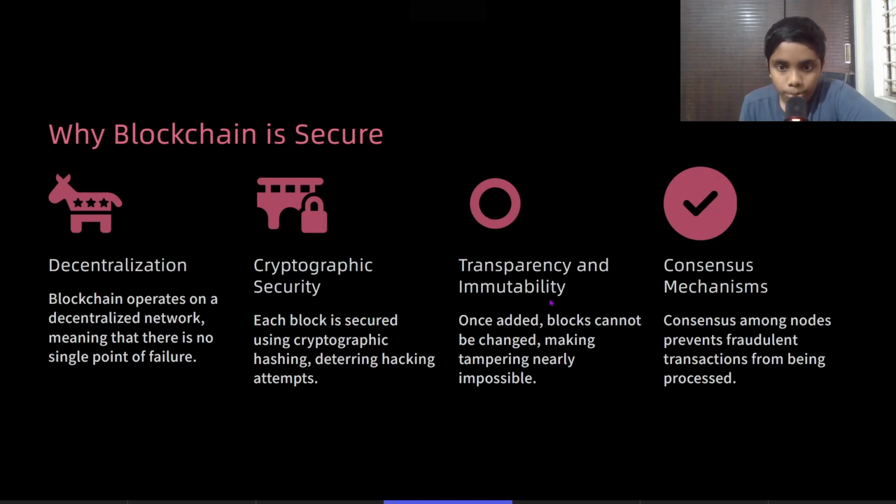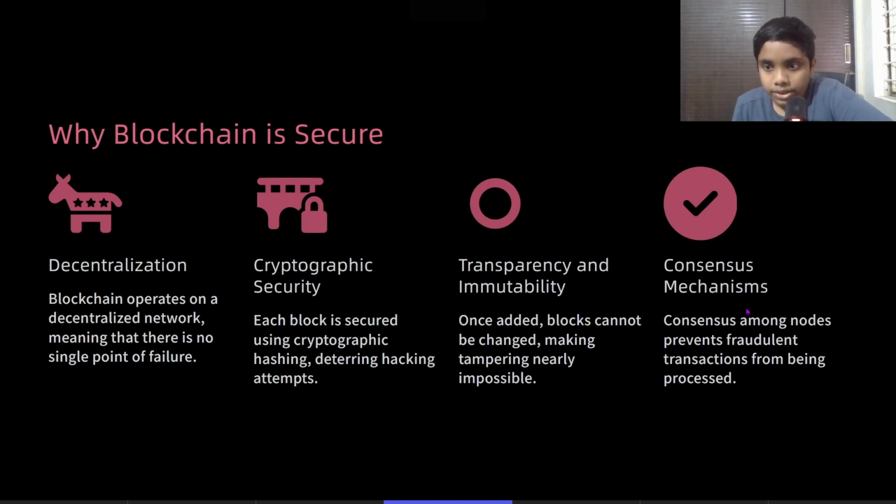Transparency and immutability. Blocks cannot be changed. Once they are added to the blockchain, they cannot be changed, making tampering nearly impossible. Tampering means fraud, cheating, or anything like that. Making a false transaction is very hard, because once a block is added, it cannot be changed, and that makes tampering with the transactions nearly impossible.